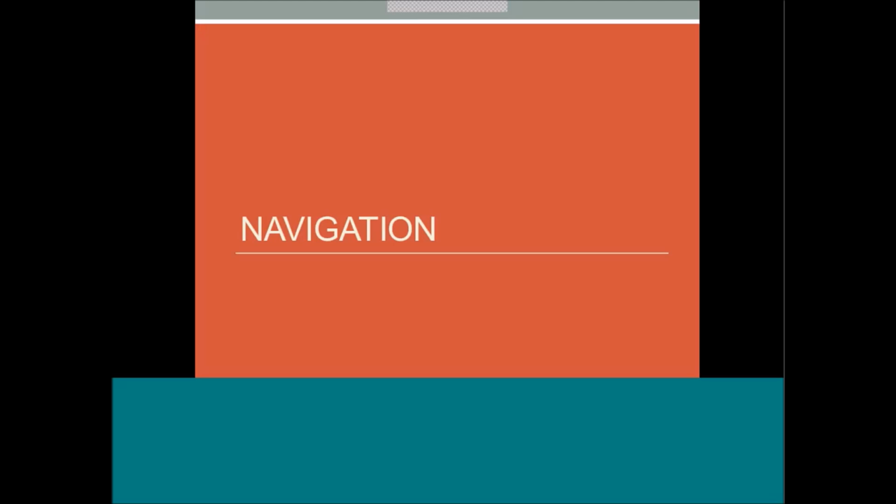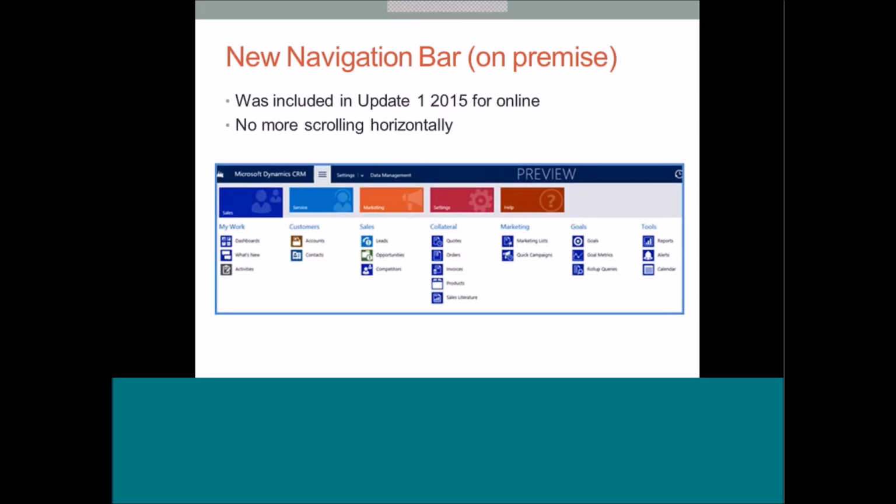So if you're an online customer and you have 2015, you might see a couple features where you think, oh, I already have that. That's because it's an online feature that wasn't released until 2016 for on-premise customers. So there's some distinction there between online and on-premise and the different versions. So when it comes to navigation, this is an example of an enhancement that was included as part of Update 1 for 2015 if you were online, but if you're an on-premise customer, you won't see this until 2016.